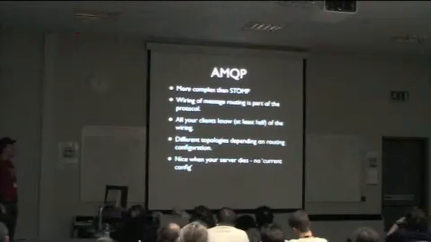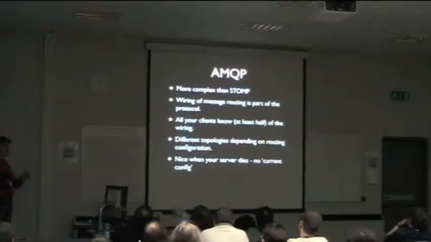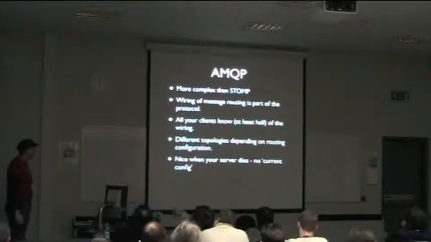So, AMQP is the alternative. It's kind of a lot more complicated. And so you have this whole message wiring thing, rather than just topics and queues. And all of your clients kind of say to the server, right, I want you to set up this message routing for me. Which means that if your server crashes and dies, then you can just start a new server and everything's going to rebuild itself. You don't have any configuration.